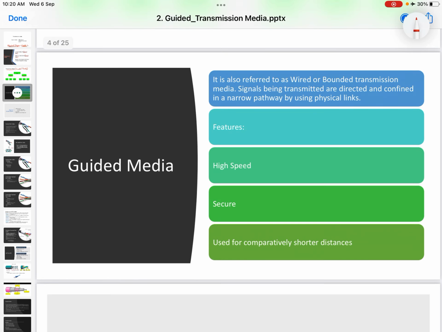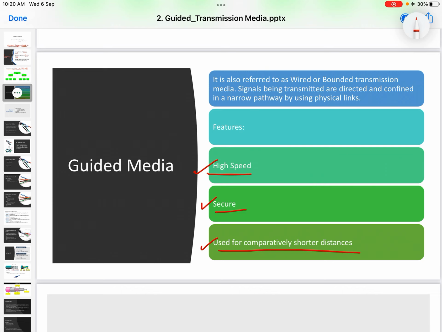So let's see guided media. Guided media is also referred to as wired or bounded transmission media. Signals being transmitted are directly confined in a narrow pathway by using physical links. So guided media is nothing but wired transmission. Features are it gives high speed, security, and use for comparatively shorter distances.